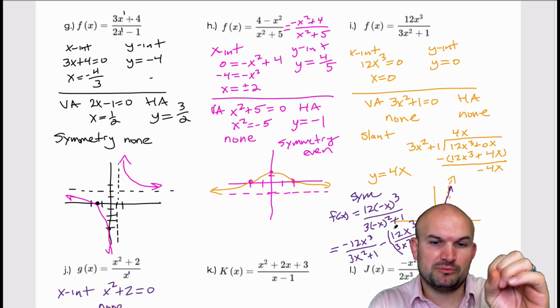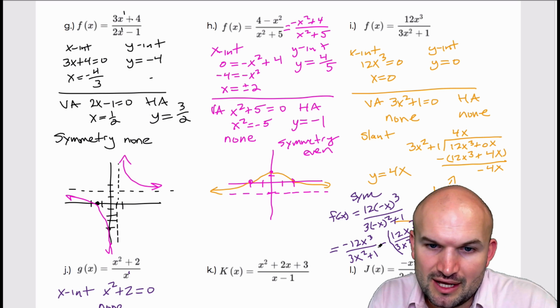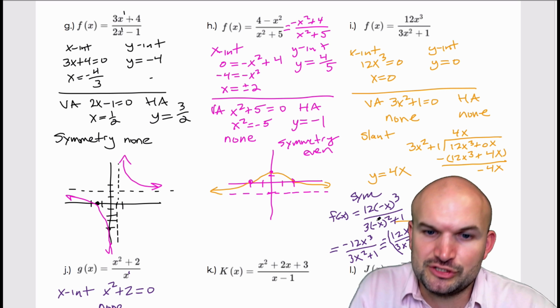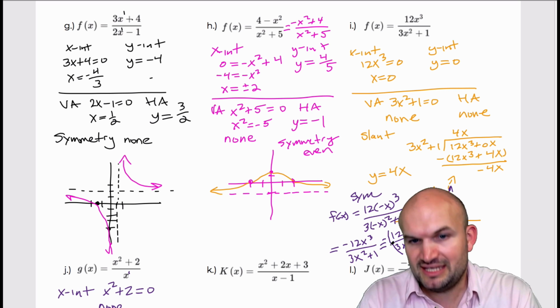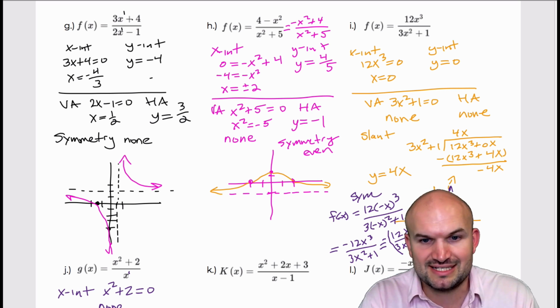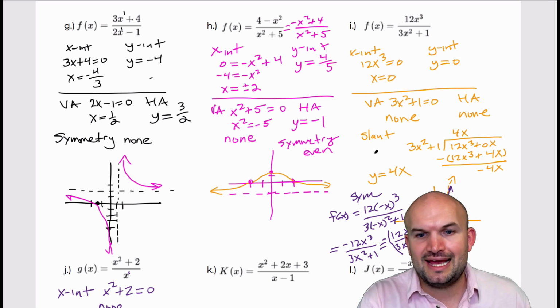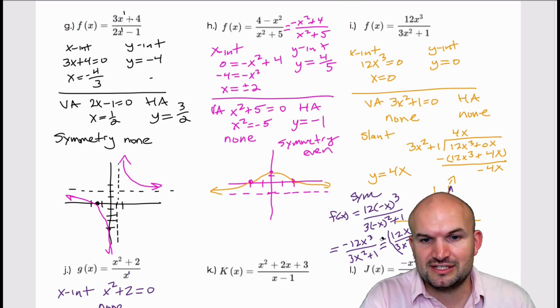But since you have a polynomial in the numerator and the denominator, that's not going to be true. That's not going to be the case. So you always have to, that's why it's important to test it. And I got a little lazy and decided not to test it. Well, actually, I just forgot to test for symmetry, so I didn't even look at it.